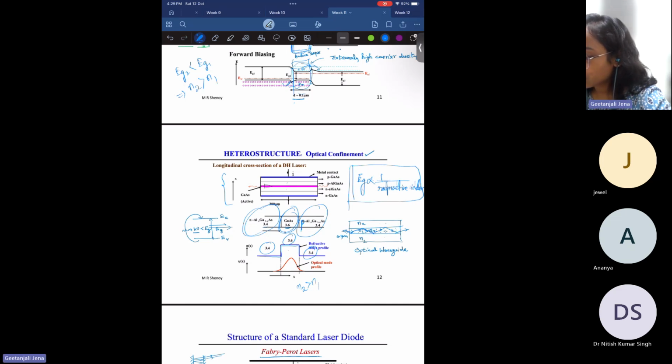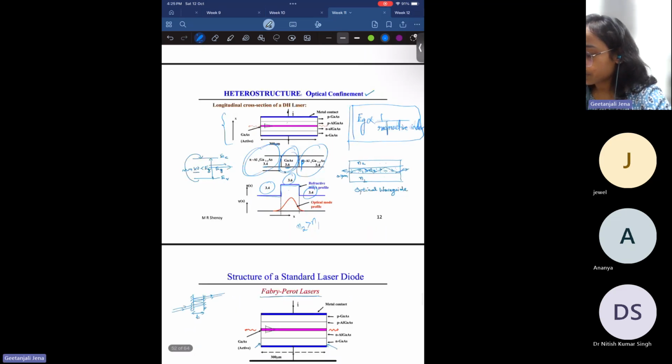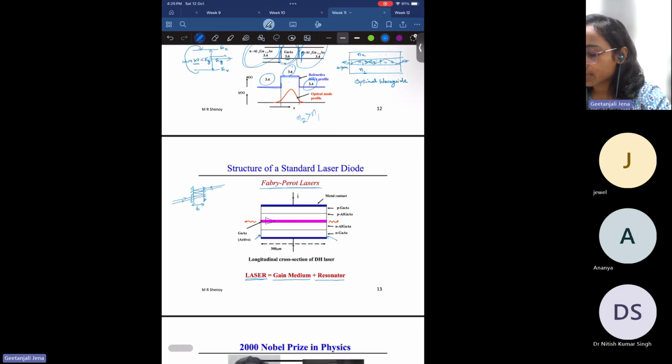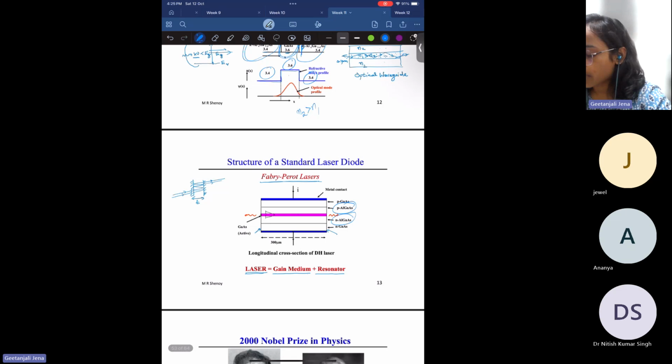Okay, so it will not be absorbed by the surrounding layer. It will be confined inside this active layer. So this is what we mean by optical confinement, which is done by sandwiching different types of semiconductor through a junction. Okay, and the standard laser diode behaves like a Fabry-Perot laser, where when you launch the light, it gets reflected back and forth between the p-type AlGaAs and n-type AlGaAs, and it behaves like a laser by emitting radiation in terms of stimulated emission.